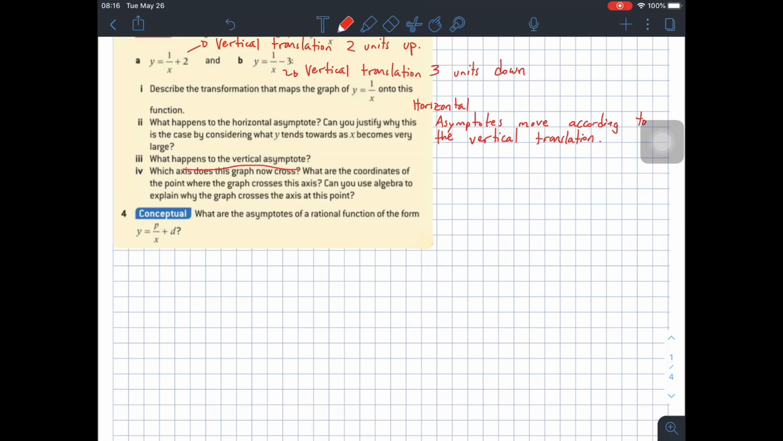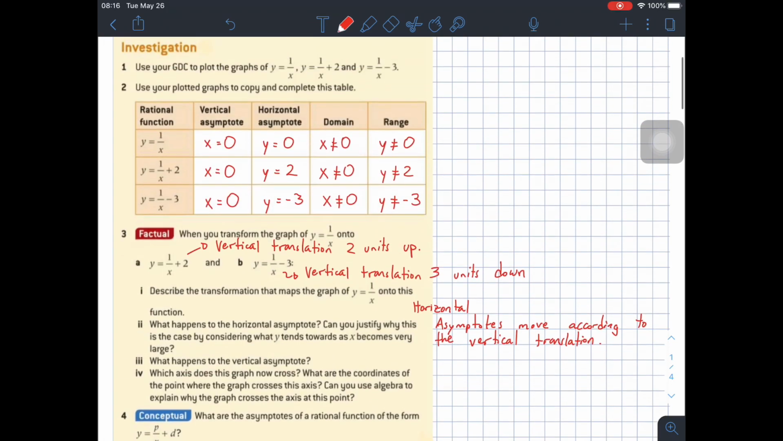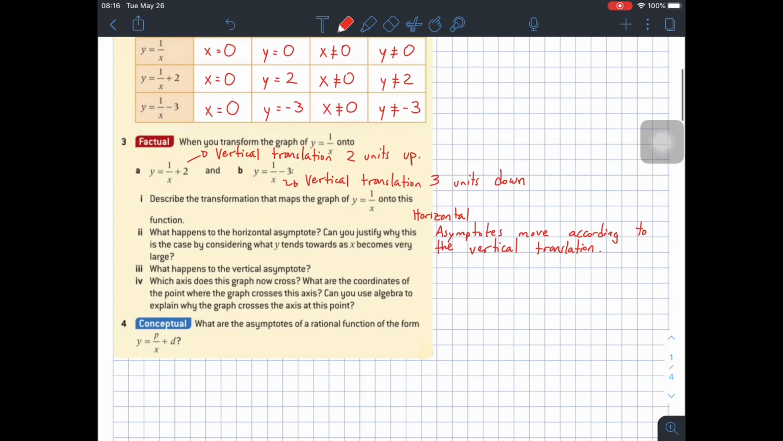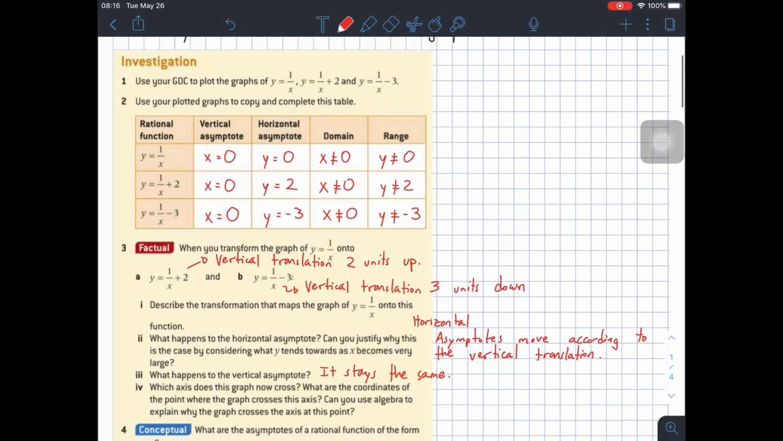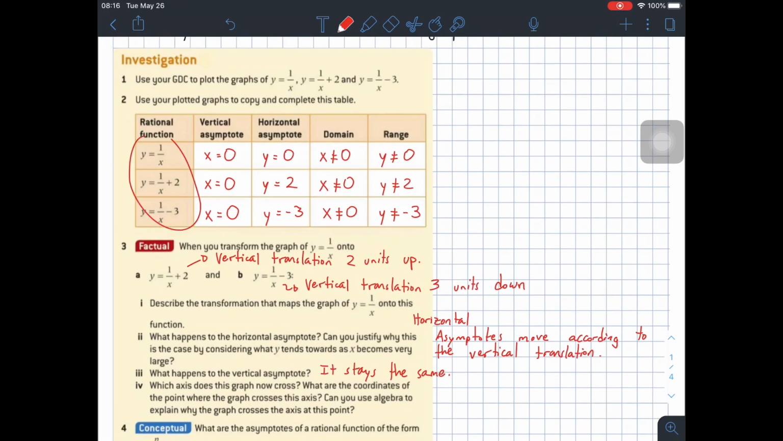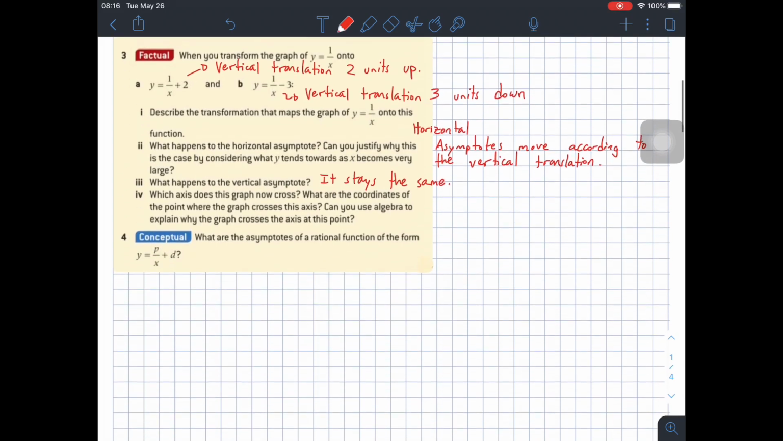Okay, what is happening to the vertical asymptote? As we have seen, the vertical asymptote is always remaining the same in these cases. Later on, we're going to study the case where the vertical asymptote also moves. So in this case, it stays the same. Why is that? Because there is no horizontal translation yet, okay? We're going to see that later on.